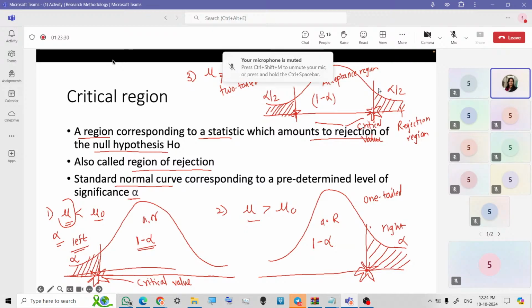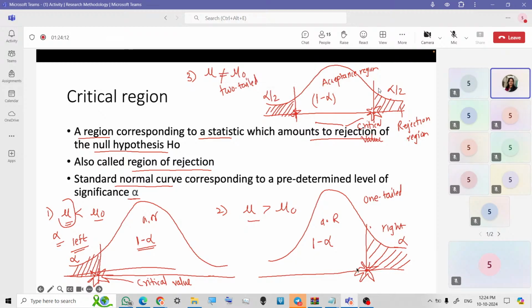In the case of the left tail test, this is the critical value. These are standard values that I will give you when we solve the example. Mu is less than mu0, so it comes on the left side, and up to the critical value is alpha, the error in my given set. The remaining part is 1 minus alpha, which is the region of acceptance. Similarly, if mu is greater than mu0, alpha will come on the right side, and the remaining part, the acceptance region, is 1 minus alpha.